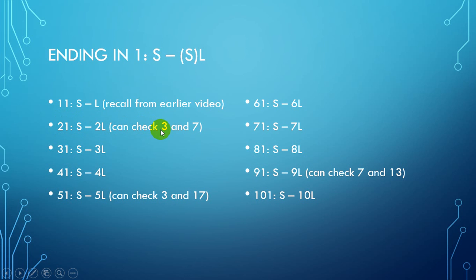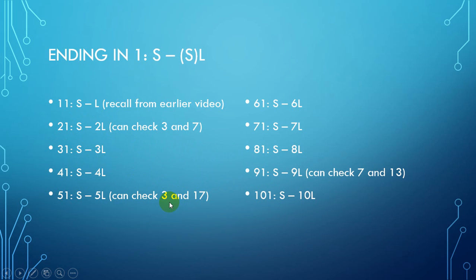And 21 you can also check for divisibility by 3 and 7, and by the way, 7 happens to have, not coincidentally, this same formula. And 21, that's the other reason. 2 plus 1 is 3, so therefore 21 is divisible by 3, and that's sort of why that works. But s minus 2l, that was the same rule that we had for 7, and you'll see that here in just a minute. 31, s minus 3l, and so on.